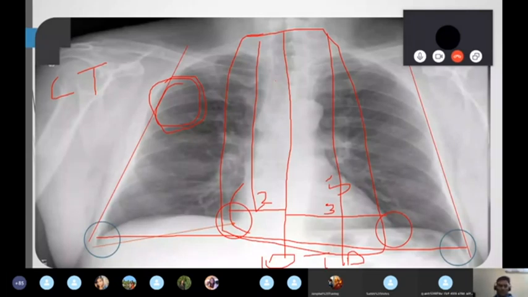For example, carcinoma or lymphatic involvement. Understand? Hilar lymphadenopathies are there. In these cases it is compulsory, we have to go for a CT scan.